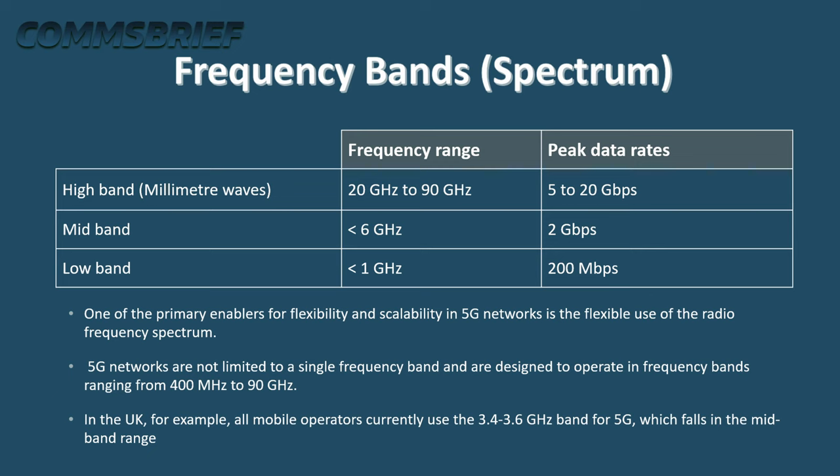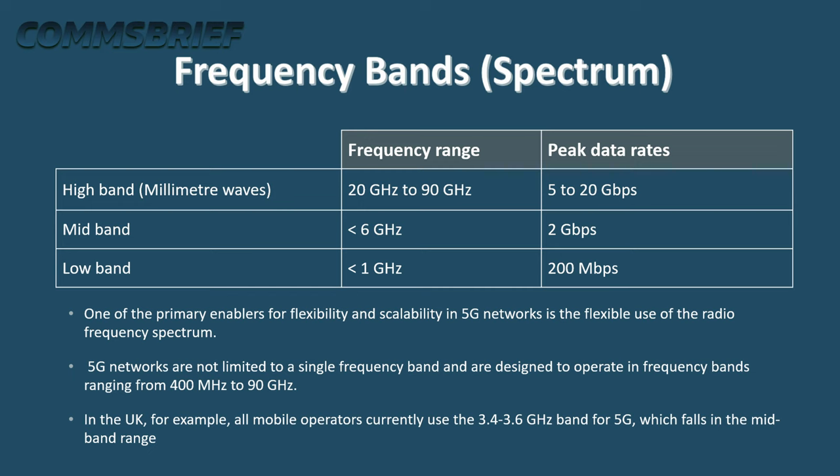5G networks are very flexible. One of the primary enablers for flexibility and scalability in 5G networks is the flexible use of the radio frequency spectrum. It means that the 5G frequency spectrum has a vast range. 5G networks are not limited to a single frequency band and are designed to operate in frequency bands ranging from 400 MHz to 90 GHz.